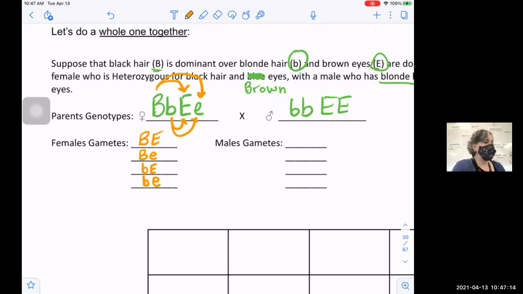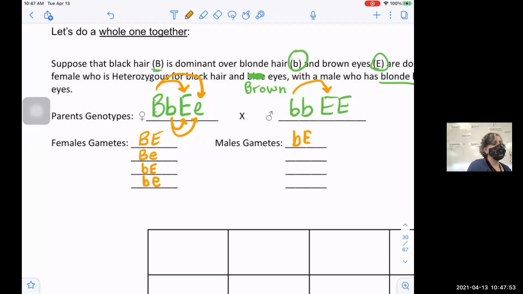All right, what about dad? What gametes can he pass on? So he can pass on a little b, big E. What else? Does he have a little e to give? He's not heterozygous. He's homozygous for both. So he can only pass on what he has. So what else could he pass on? I have a student shaking his head in my class: nothing.